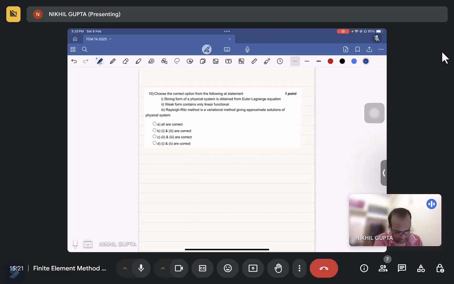Question number 10 is you have to choose the correct option in the following statements. The first statement says some form of a physical system is written in one-dimensional form. That is true. We have seen that every physical system which you are solving using the potential energy, we are getting the potential equation of it. The second statement is not correct. The third statement says this method is a very simple method giving an approximate solution, which is also correct. So one and three are the correct options. This is B.